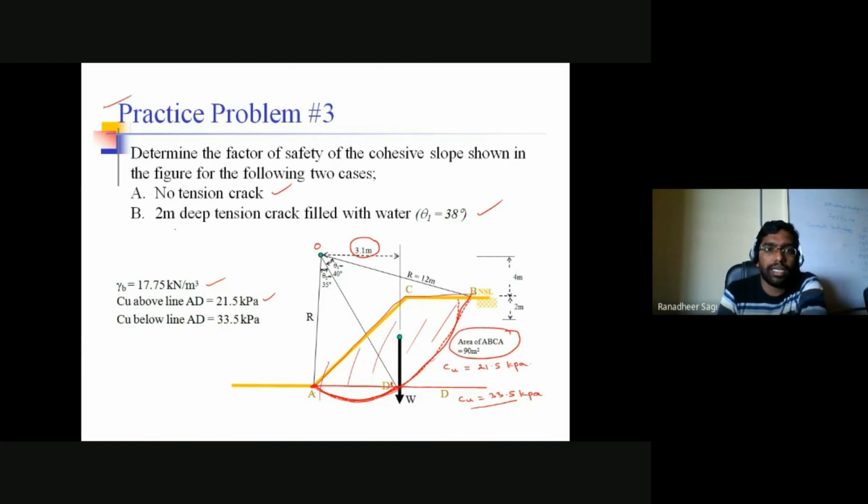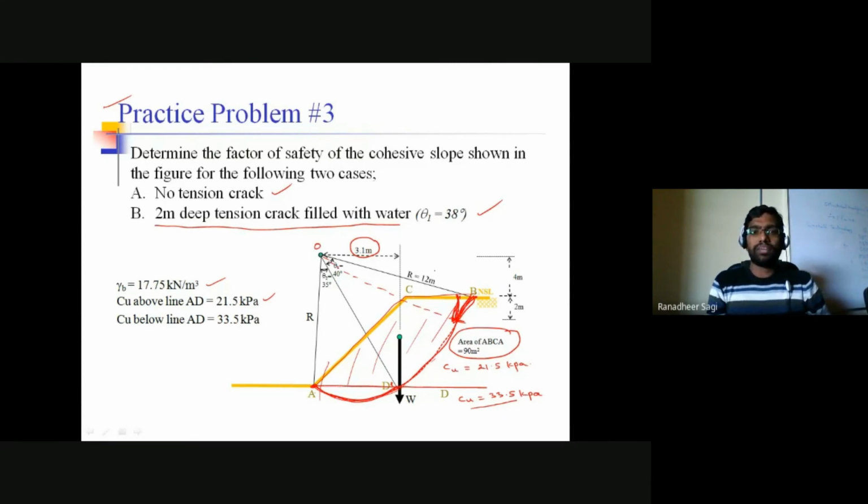It is said that you have a 2 meter deep tension crack filled with water. I repeat, the 2 meter tension crack filled with water. When the tension crack is filled with water, then the so-called failure surface that you are going to be defining with respect to the zone is only till here, because your tension crack was extending from here to here.